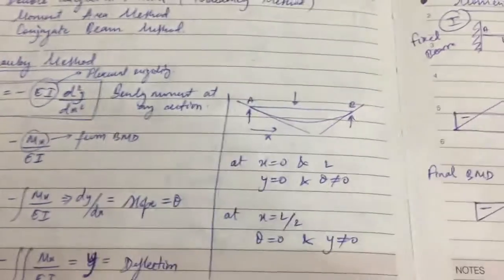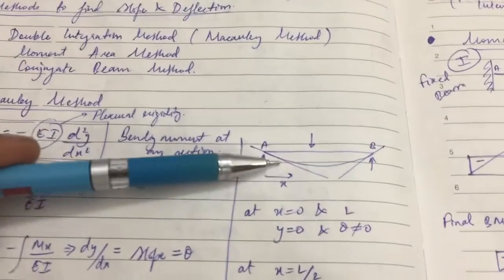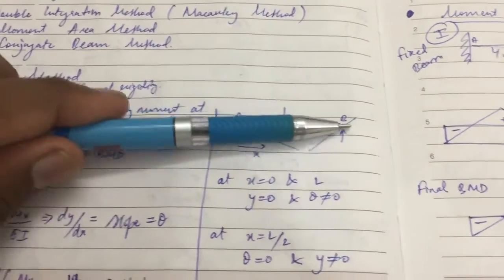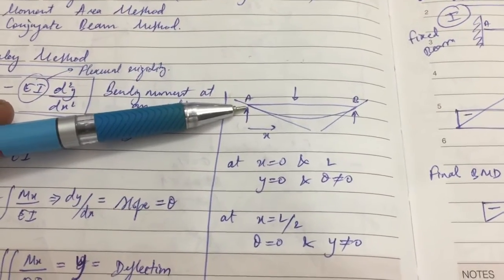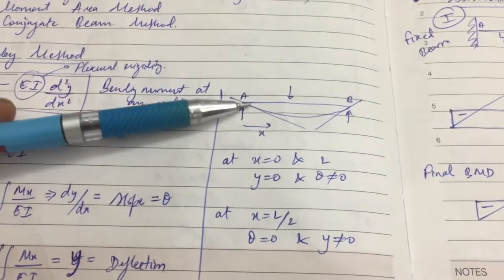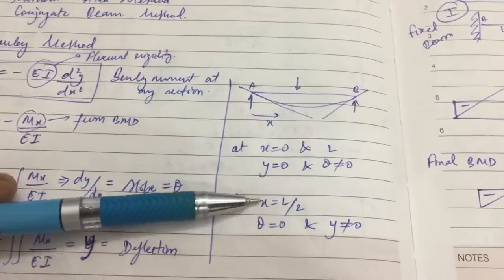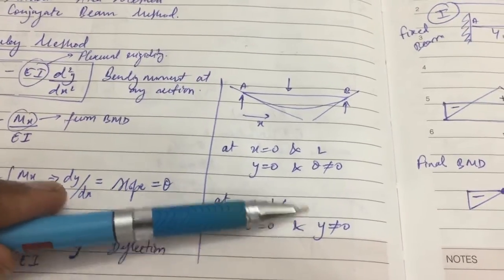Okay, so for the given case, for the same situation here, we can get the boundary conditions. At these two points, x is equal to 0 and L, we can see that the deflection is 0 at the ends and the slope is not 0, and at the center point the slope is 0 but the deflection is maximum.